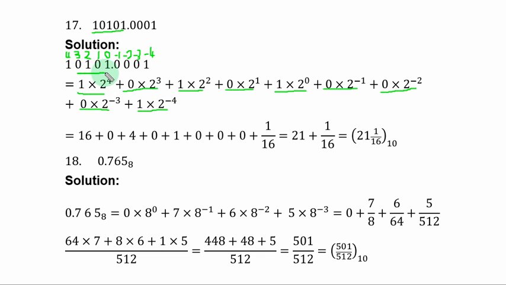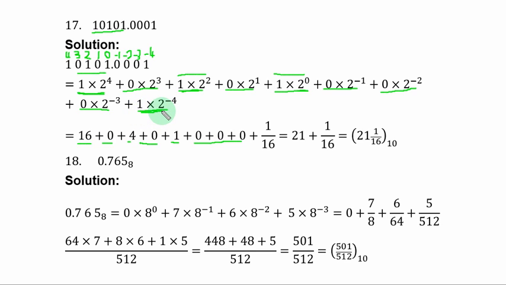This will be evaluated, and this, and this. So 2 power 4 here is 16. 16 times 1, we have 16, followed by plus 0. 2 power 2 is 4. 4 times 1, you have 4, then plus 0. 2 power 0 is 1. 1 times 1, you have this 1 here. So you have plus 0, plus 0, plus 0 until you get here.